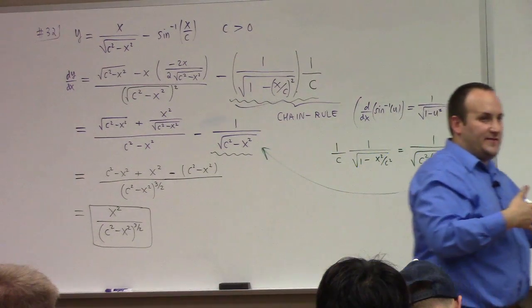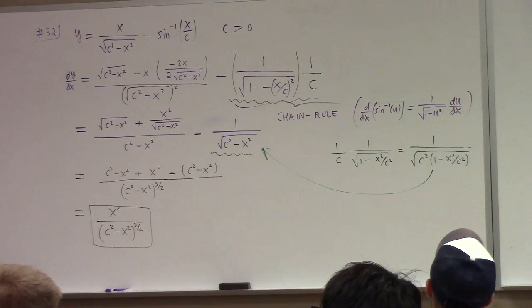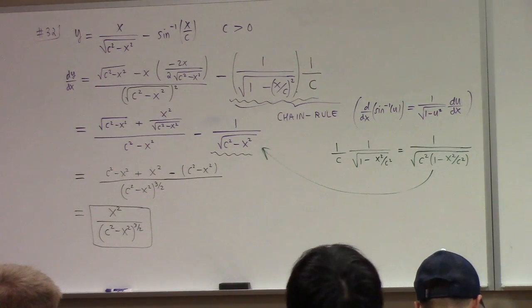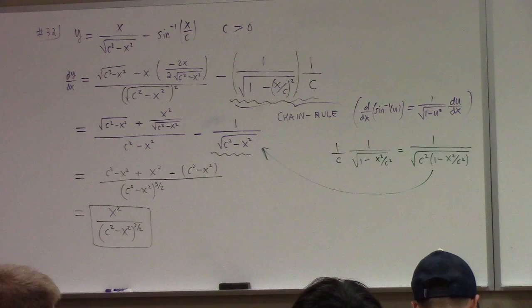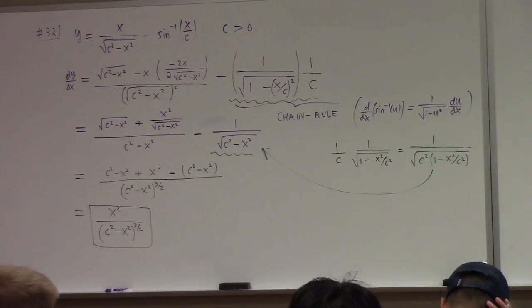The larger game plan here is I've got these square roots of stuff floating around, right? I want to make them all look the same. So I chose c squared minus x squared as my target. If I wanted to be weird, I could have tried to make them all look like the square root of 1 minus c squared over x squared, but glad I didn't. Other questions?